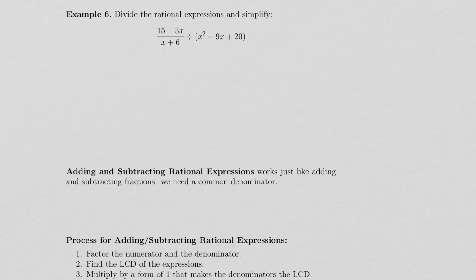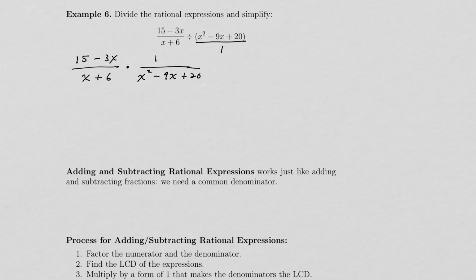Okay, so this one, the way to think about this is the second rational expression. You can think of this polynomial as being over 1, right? So I can rewrite this as a multiplication. I keep the first rational expression, it stays the same. And I multiply by 1 over x squared minus 9x plus 20. Right? I multiply by the reciprocal.